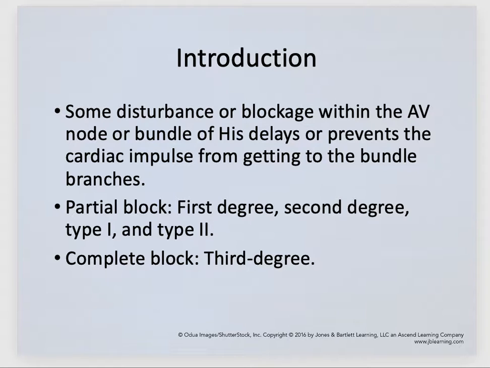So, when we think about conduction, it begins up in the SA node and then goes down to the AV node. If there's a disturbance, a blockage, or a delay in the communication within the AV node or further down in the bundle of His, it's going to prevent the cardiac impulse from getting down to the ventricle, into the bundle branches. That's why we can have a first or second degree block or third degree. And just to make your lives a little more confusing, when you get to second degree, we have two types: a type 1 and a type 2, and we'll talk about those in a minute.